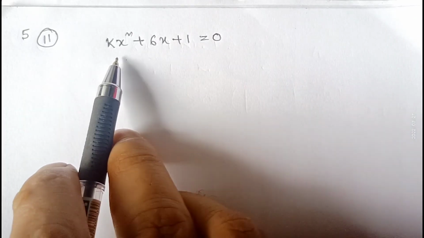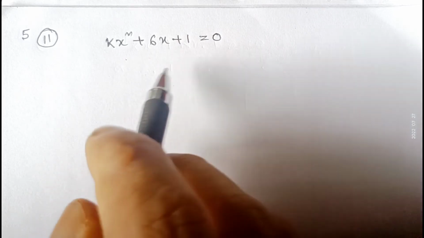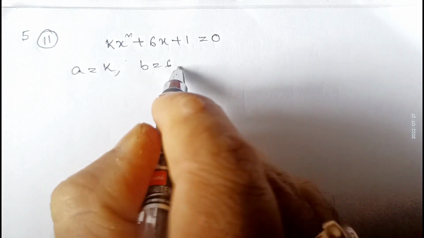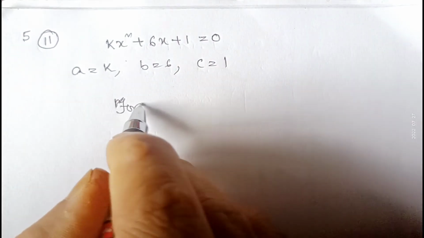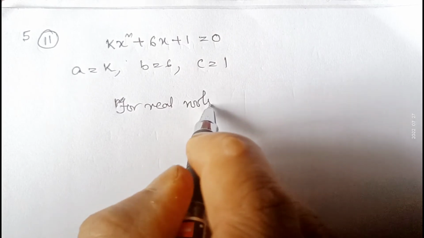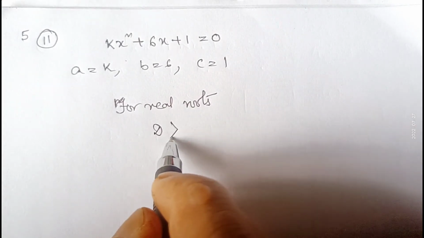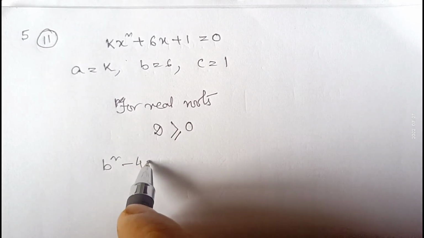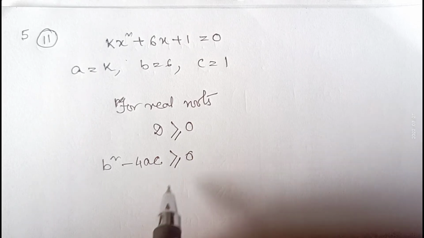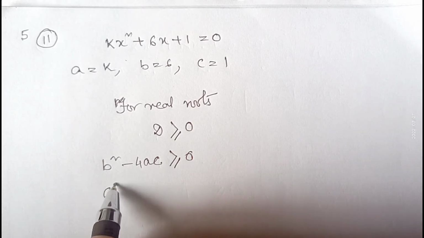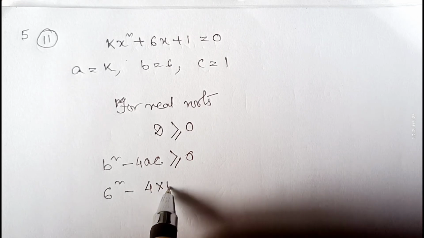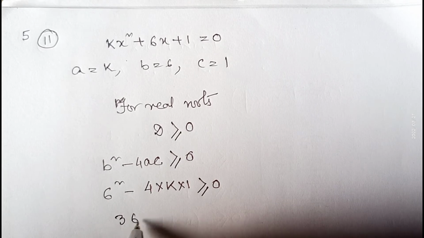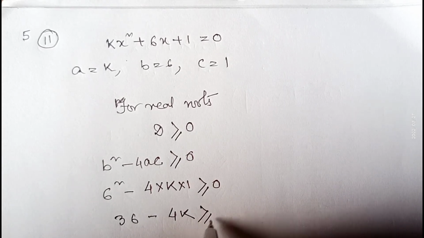Second part of question number 5. The question is kx square plus 6x plus 1 equals to 0. Here a equals to k, b equals to 6 and c equals to 1. For real roots, discriminant d is greater than equals to 0. So since d is b square minus 4ac, b square minus 4ac greater than equals to 0. Here b is 6, so 6 square minus 4 into k into 1 greater than equals to 0. So 6 into 6 is 36 minus 4k greater than equals to 0.